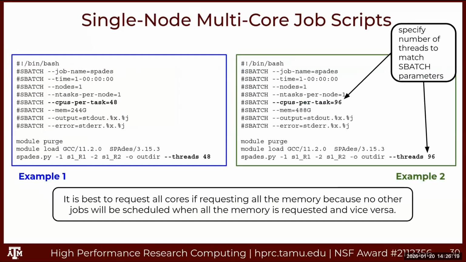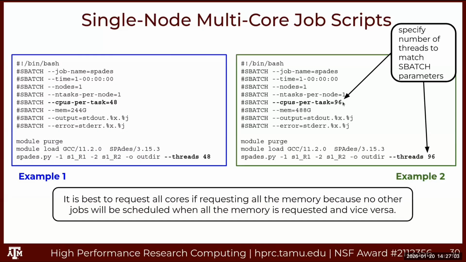All right, single node. It's a single compute node, but multiple cores on that compute node. This is an example of a job script. In example 1, you can request half the CPUs and half the memory. So you would put CPUs per task 48. Notice the number of tasks is one, on one node. Half the memory is 244 gigabytes. If you do it this way, make sure in your command, whatever task you're running, you specify 48 cores, because that's the number of resources you've requested.